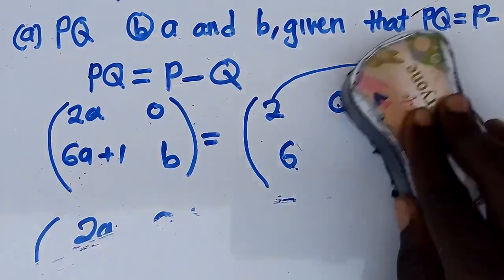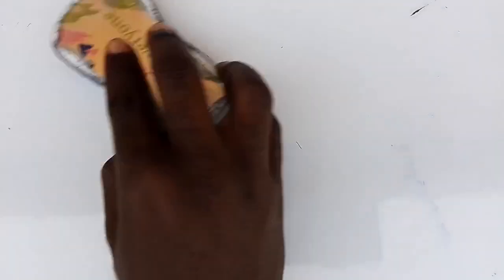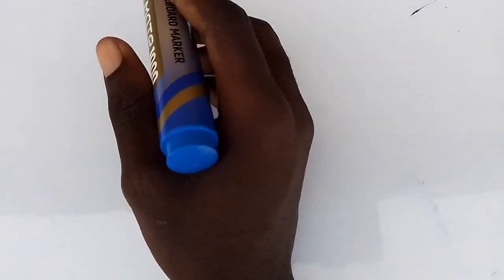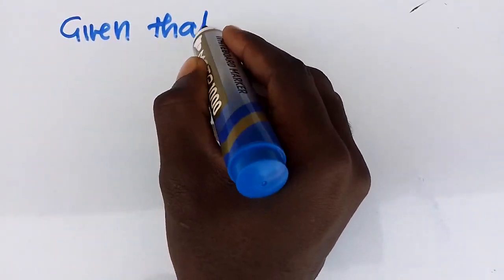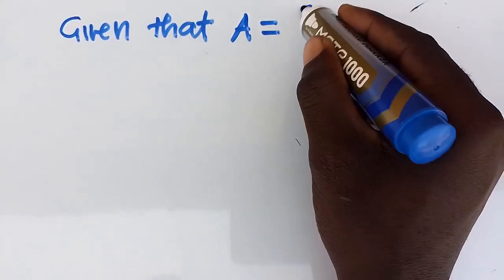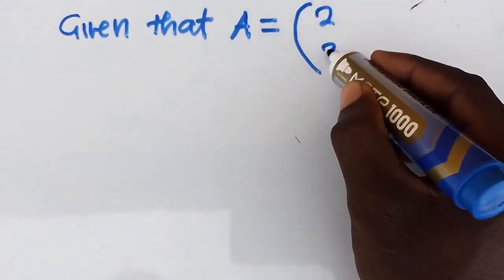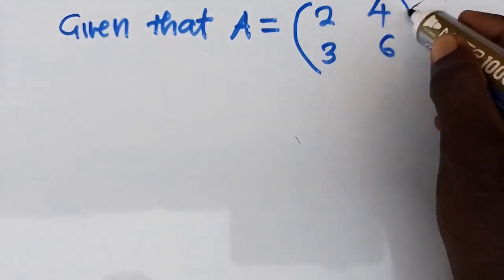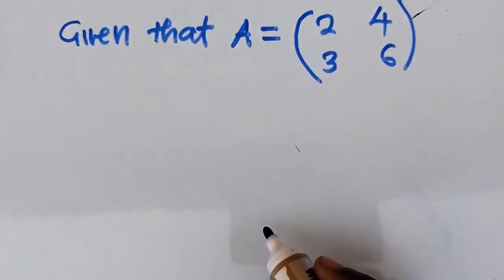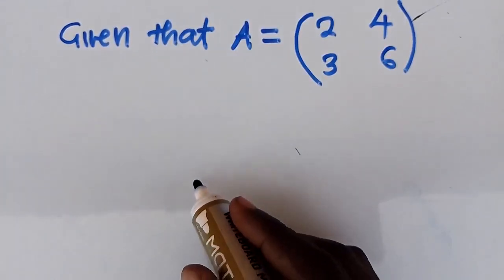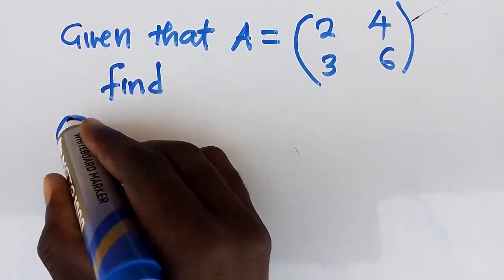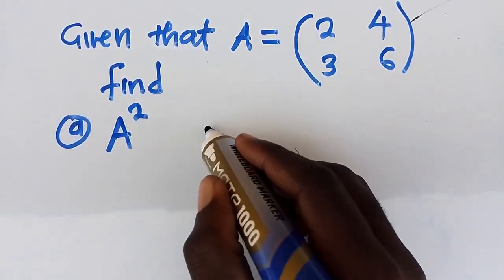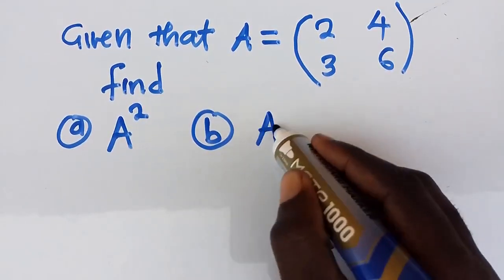Okay, so I'm going to write this whole part. So this is the next question. It is given that a is equal to 2, 3, 4, 6. This is the question. Then you are told to find a squared. B. You are told to find.